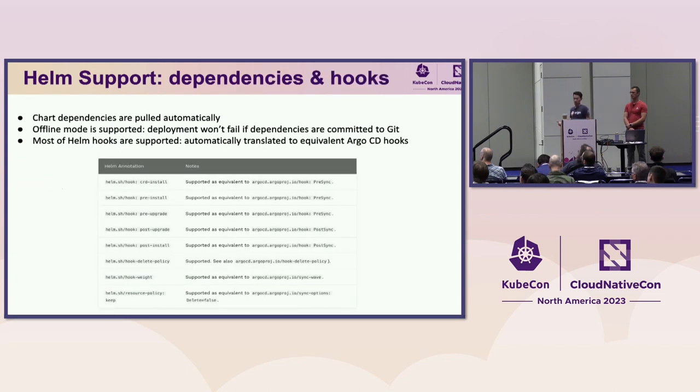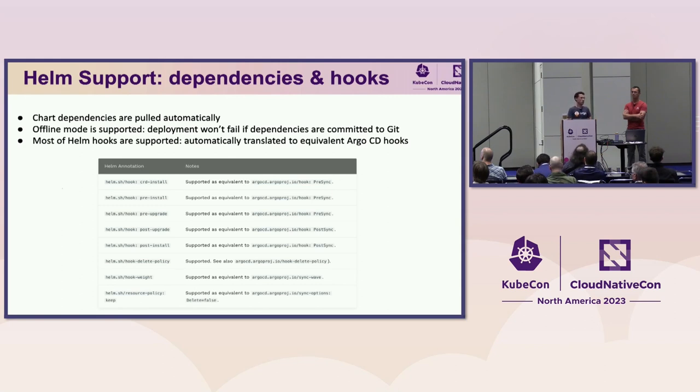So one of the benefits that I mentioned of using Argo CD to manage these Helm applications is dependency management. So chart dependencies get pulled automatically, and if you commit those dependencies to Git ahead of time, your deployment isn't going to fail if the chart goes offline. Hooks are also a pretty popular Helm feature, and Argo CD has a solution to make sure that the hooks that you're relying on don't disappear when you install your chart with Argo CD.